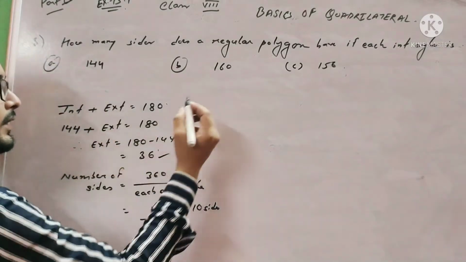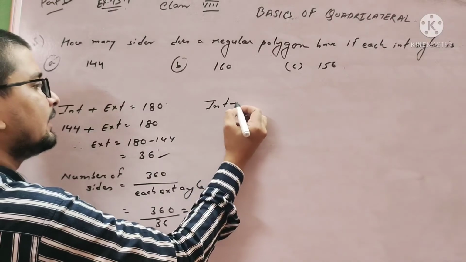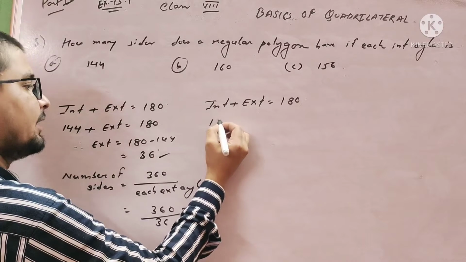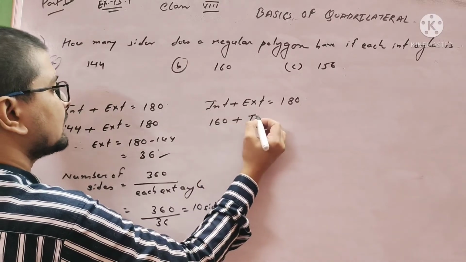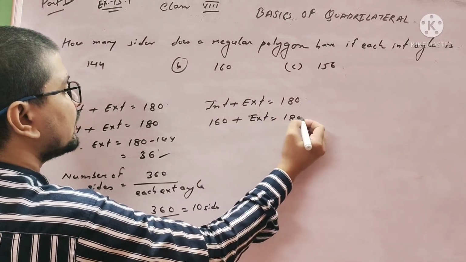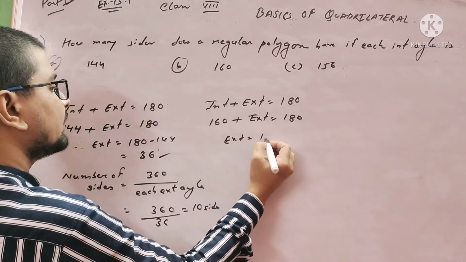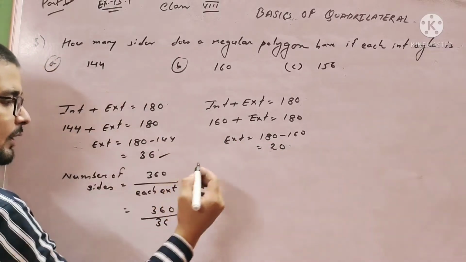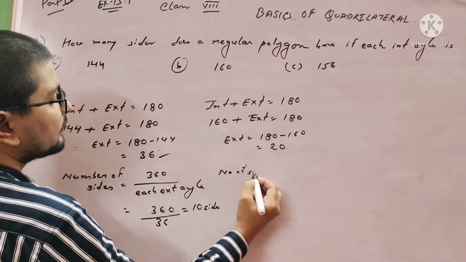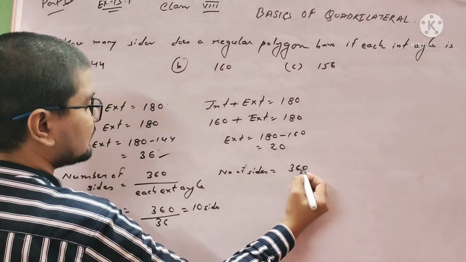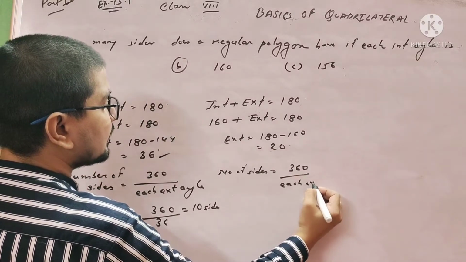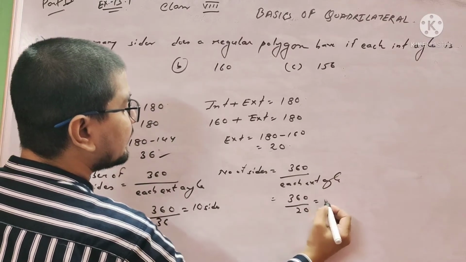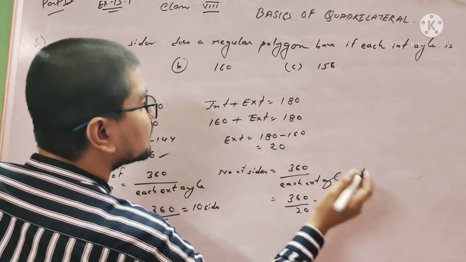Now turn for B, same process. Interior angle plus exterior angle equals 180. So interior angle is 160 plus exterior angle equals 180. Exterior equals 180 minus 160, that is 20. So number of sides equals 360 by each exterior angle. So 360 by 20, that is 18 sides.